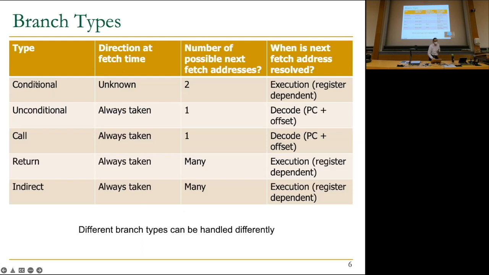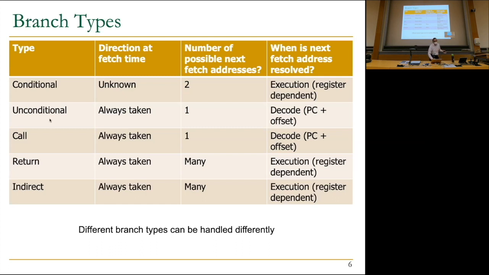We're going to focus a lot on conditional branches. Direction is not known at fetch time. You do not know which direction, taken or not taken. There are two possible next fetch addresses, which is PC plus 4 in MIPS, or the target address of the branch. And the fetch address is resolved when you execute the branch, meaning it's register dependent. So the fetch address is resolved down at the later parts of the pipeline, in an out-of-order engine, whenever the register becomes available.